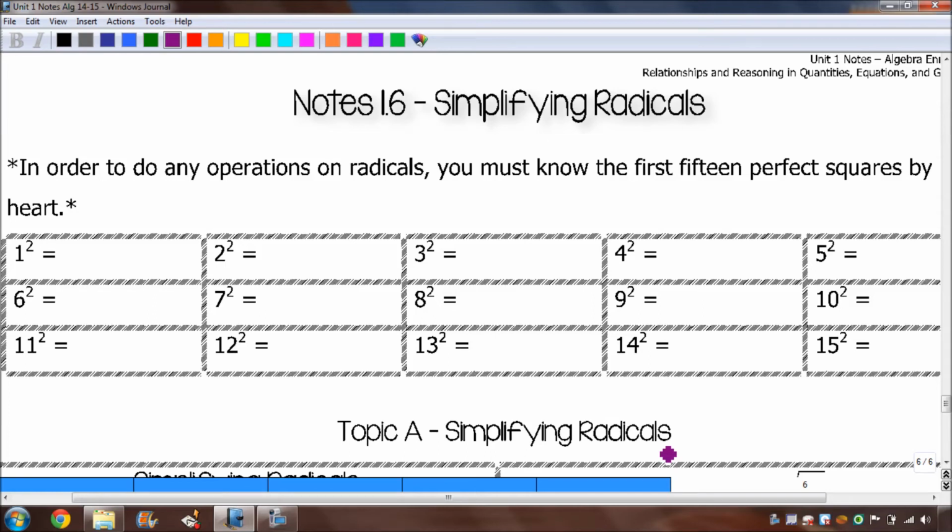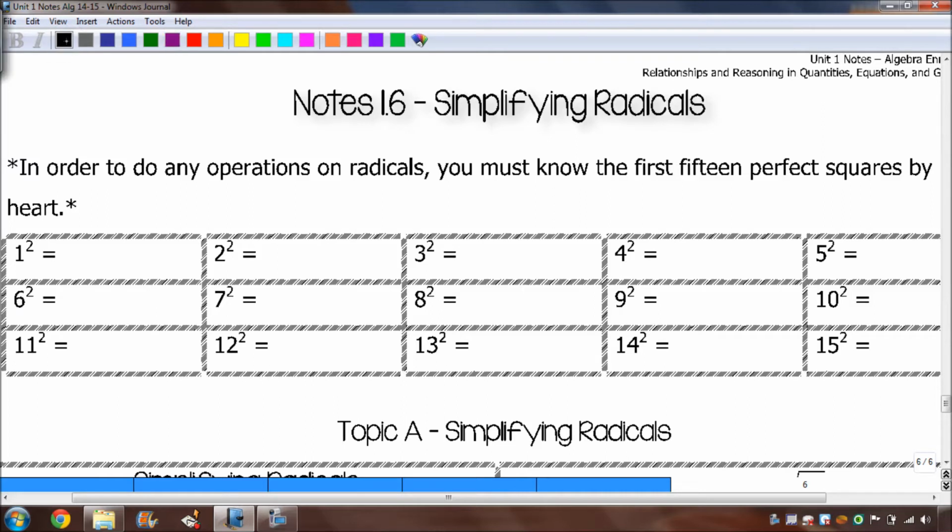Notes 1.6 are about simplifying radicals. And if you read what it says on the top of your page, it says in order to do any operations on radicals, you must know the first 15 perfect squares by heart. You don't technically need just the first 15. If you know more than that, even better. The more you know, the better off you're going to be.